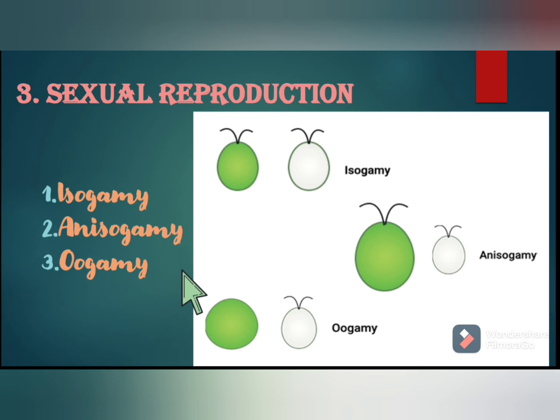So isogamy is the simplest and primitive type of sexual reproduction. As you can see here in the first figure, the fusing gametes are alike in size as well as in their structure and also behavior. Such gametes are termed as isogametes, and the sexual reproduction involving them is termed as isogamous. These isogametes are usually naked protoplasts and are often flagellated. You can see the presence of flagella here.